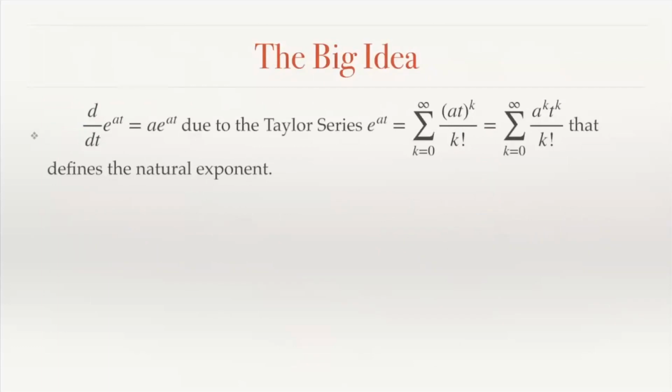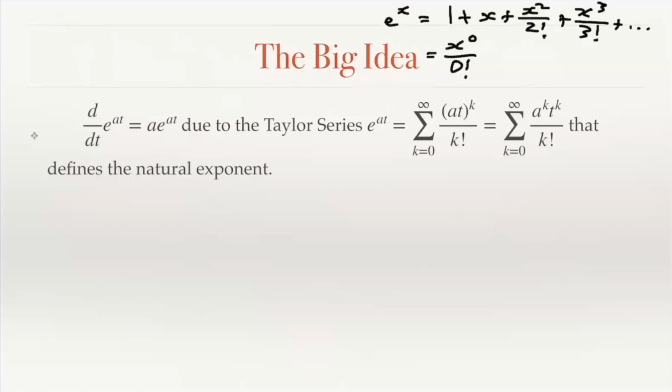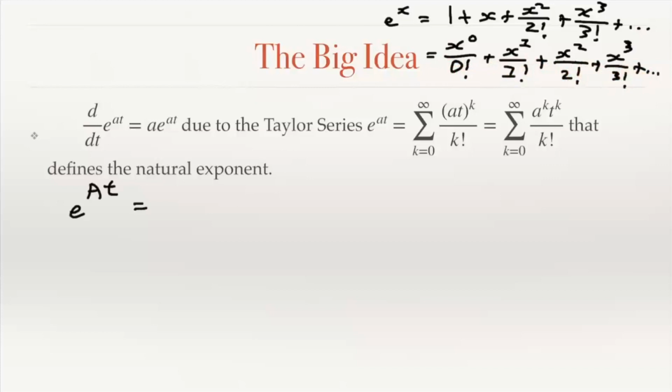Let's see what happens. So recall that e to the x means 1 plus x plus x squared over 2 factorial plus x cubed over 3 factorial plus and so on. And what that really is, 1 is x to the 0 over 0 factorial, x is x to the 1 over 1 factorial, and so on. So that's the Taylor series for e to the x. And we'll define e to the At to mean plugging At in for x. So we're just plugging into the Taylor series. That's all this is saying.